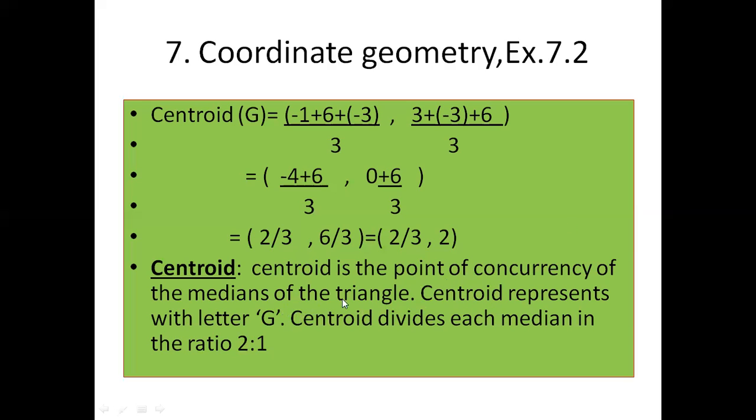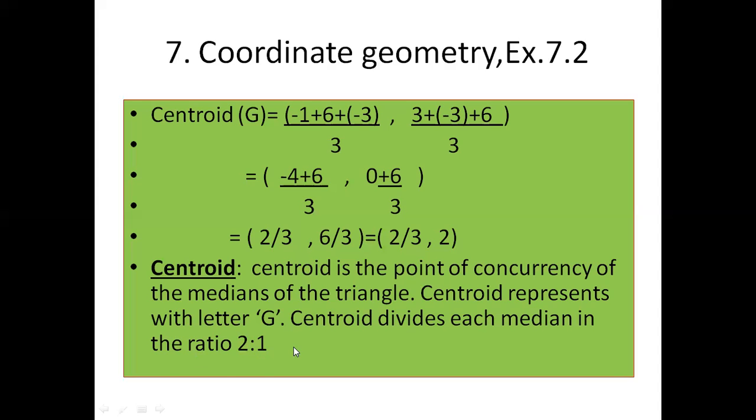So like that, each vertex will have one median. So how many medians will we get? Total 3 medians. All the 3 medians meet at a point. That's why this is called concurrency, the concurrent point, and those lines are called concurrent lines. So the centroid is the point of concurrency of the 3 medians of the triangle. We represent the centroid with the capital letter G. And this very important point: the centroid divides each median in the ratio 2:1. This is very important for your objective, children. The centroid is the point of concurrence of the medians of the triangle. This is one important objective. Another important objective is that the centroid divides each median in the ratio 2:1.